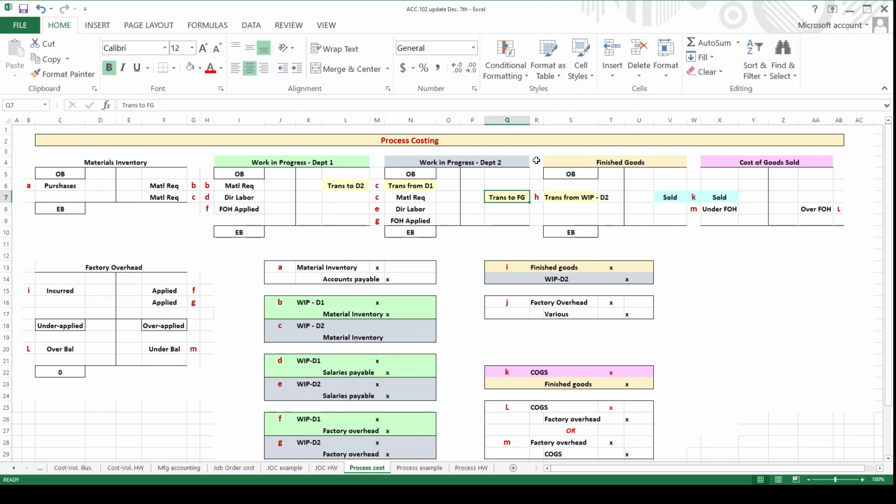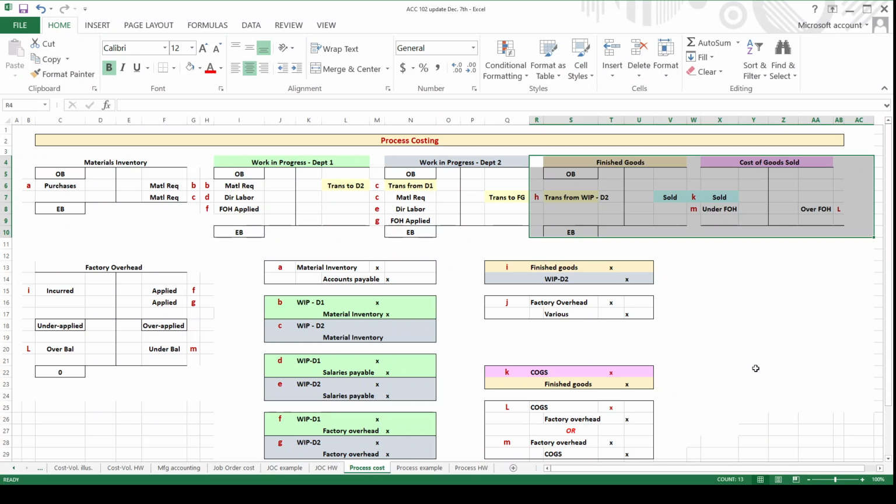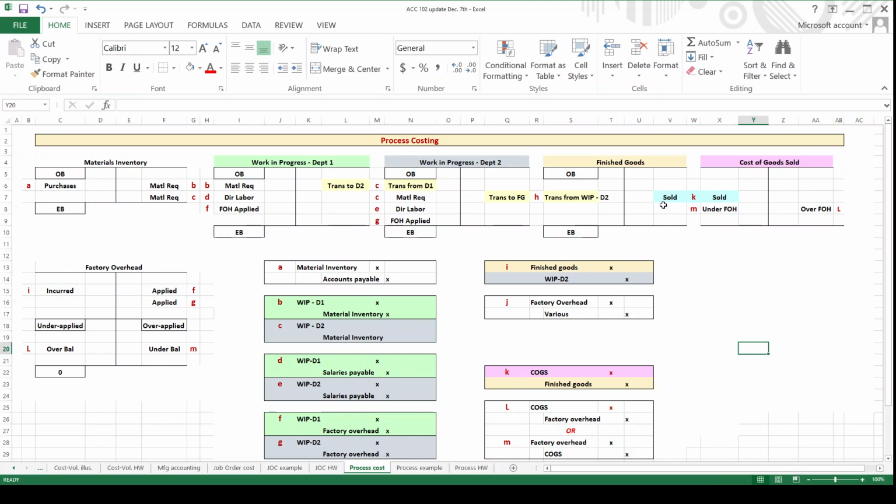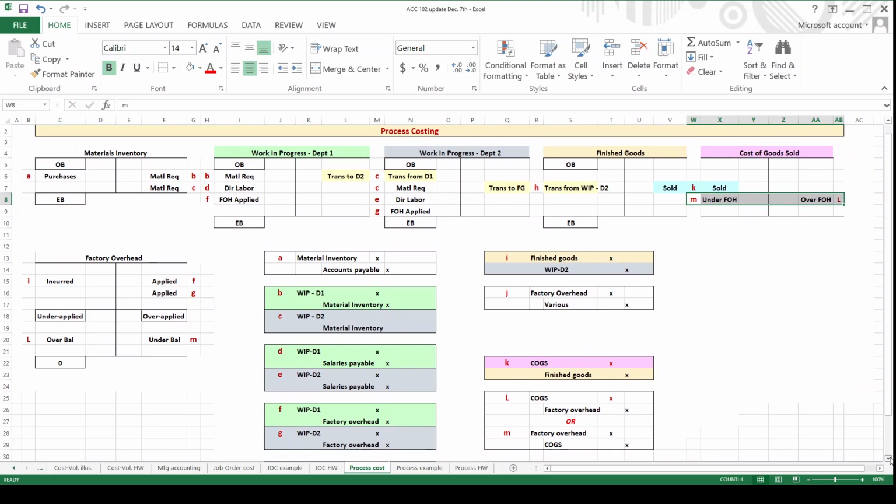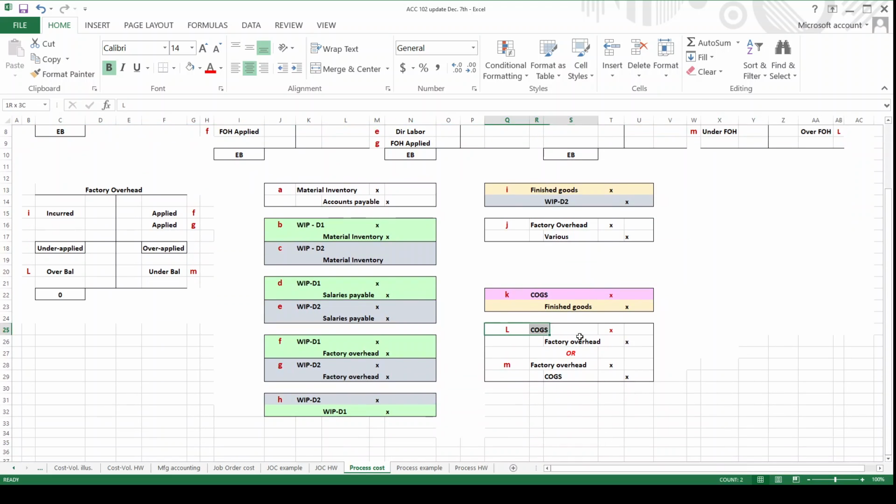And then from this point on, it's identical to job order costing. Okay, you sell the goods, what are you going to do? You're going to debit the cost of goods sold, and you're going to credit finished goods. That entry right there, yes, okay. And here's the entries for the over and underapplied overhead, which is identical to job order costing as well.